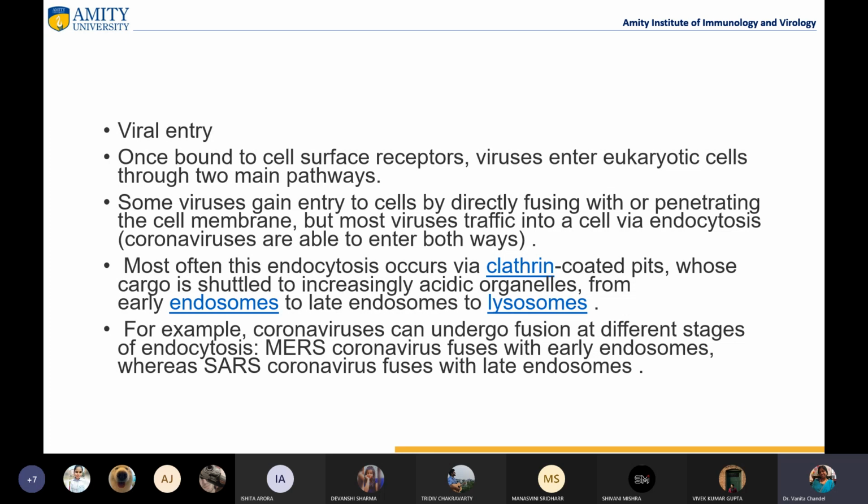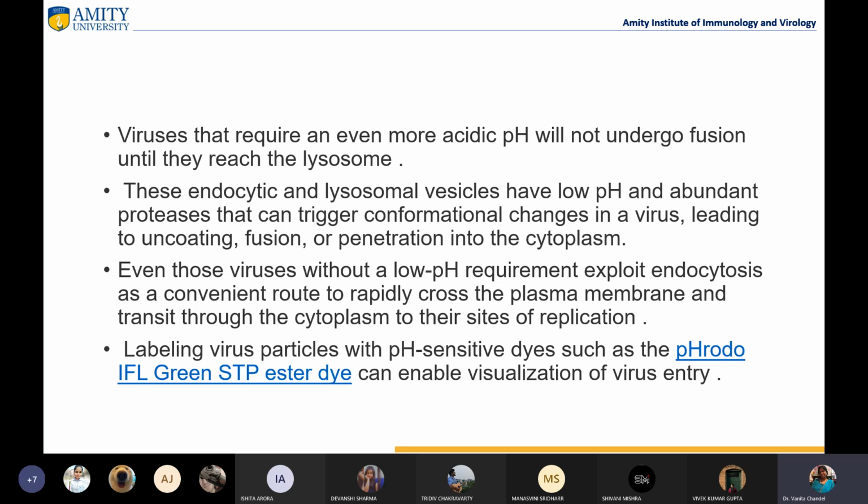Most often this endocytosis occurs by clathrin-coated pits, where cargo is shuttled to increasingly acidic organelles, from early endosomes to late endosomes to lysosomes. Some viruses enter at the early endosome stage, some at the late endosome stage, and then the lysosomes. For example, coronaviruses can undergo fusion at different stages of endocytosis. MERS coronavirus fuses with early endosomes, whereas SARS coronavirus fuses with late endosomes. Viruses that require an even more acidic pH will not undergo fusion until they reach the lysosome.